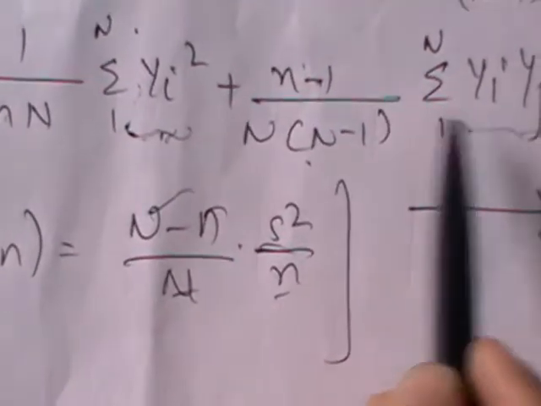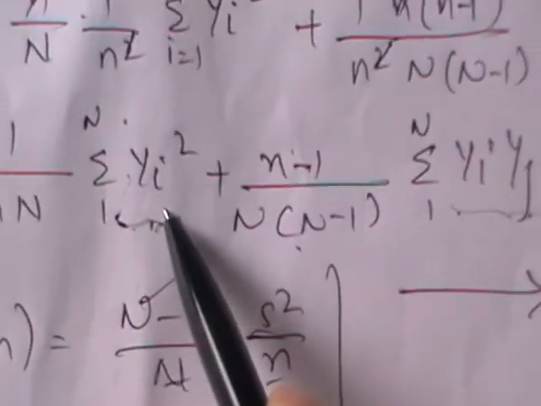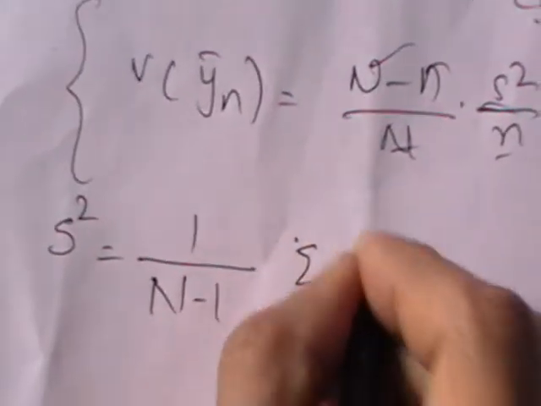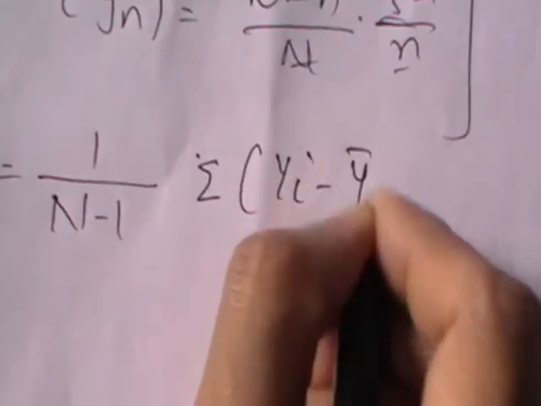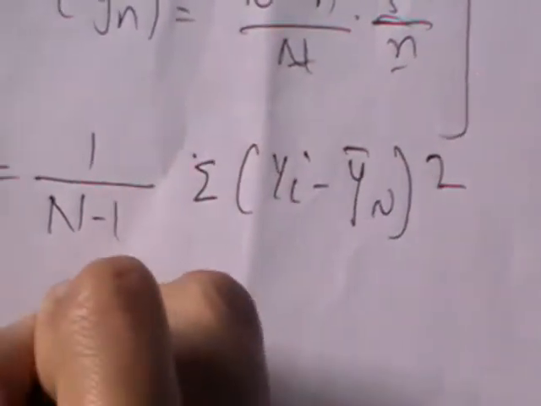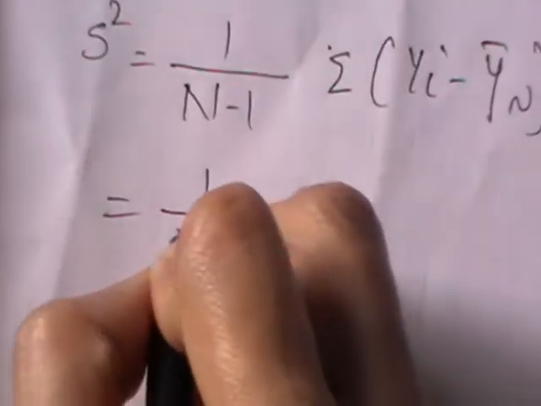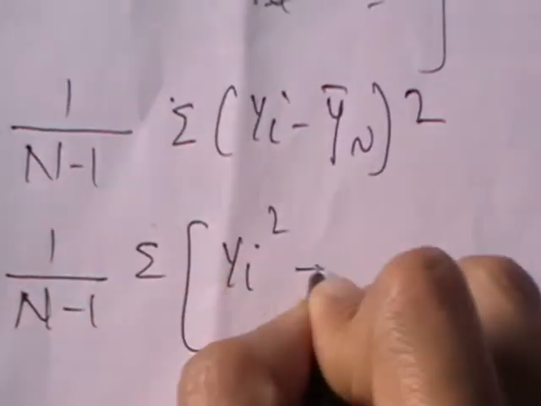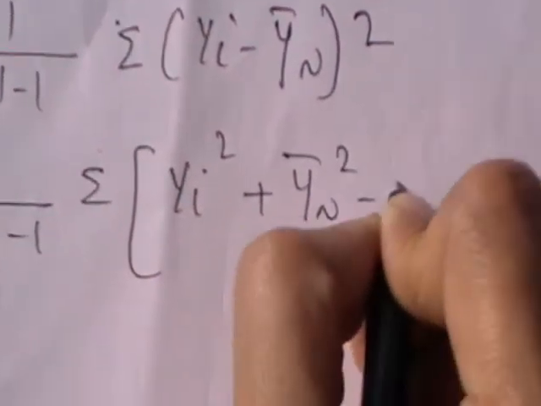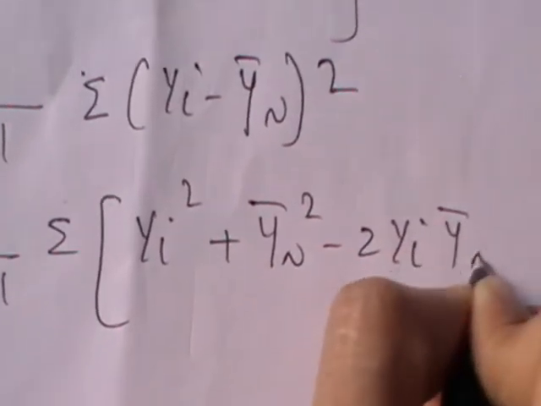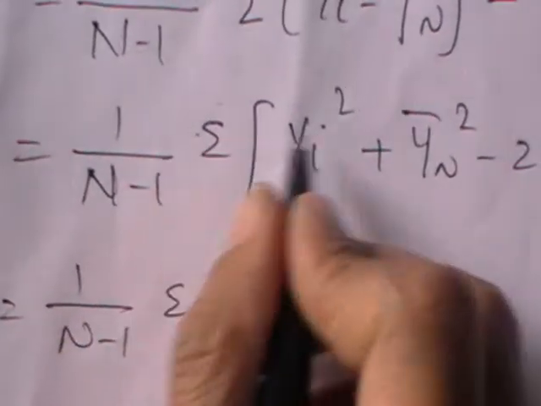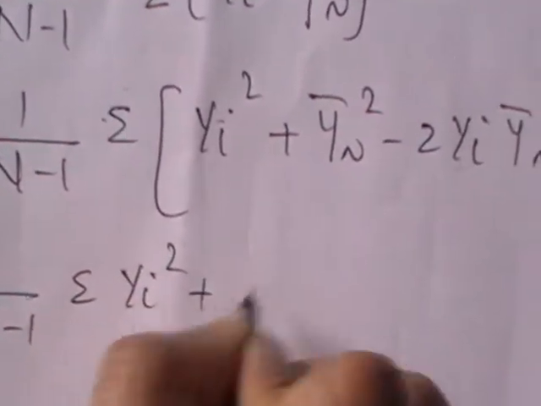Let us try to evaluate the relation between these capital Y's and S square. What is the formula for S square? The population mean square is 1 by N minus 1 sigma yi minus Y bar N whole square. Let us expand this using a square plus b square minus 2ab. So this is 1 by N minus 1 sigma. Let us take this sigma to each and every term.